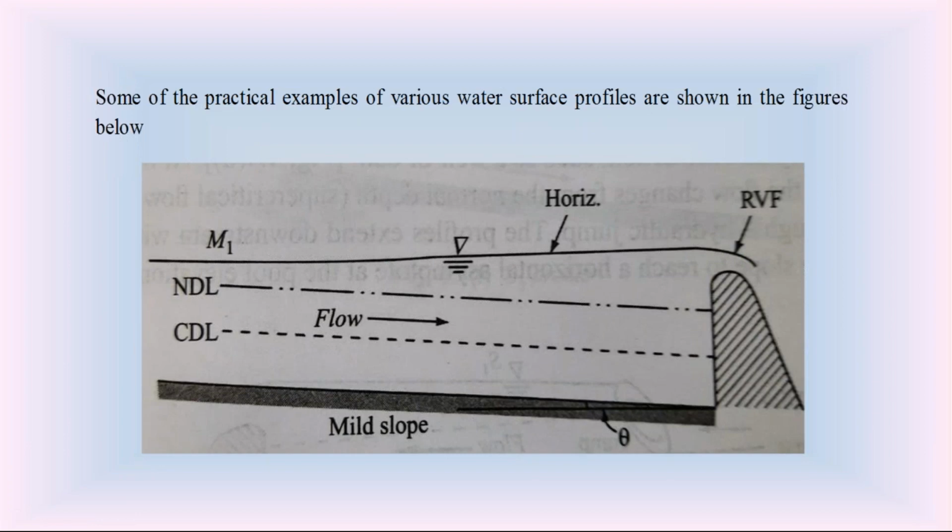When y is equal to yn, dy by dx is equal to 0. When the slope dy by dx is 0, it is called either horizontal. Check this carefully. On the upstream side, M1 is either horizontal or it is asymptotic to the normal depth line. This is approaching gradually far away on the upstream side. This M1 water surface profile is approaching this normal depth line, that is called asymptotic.